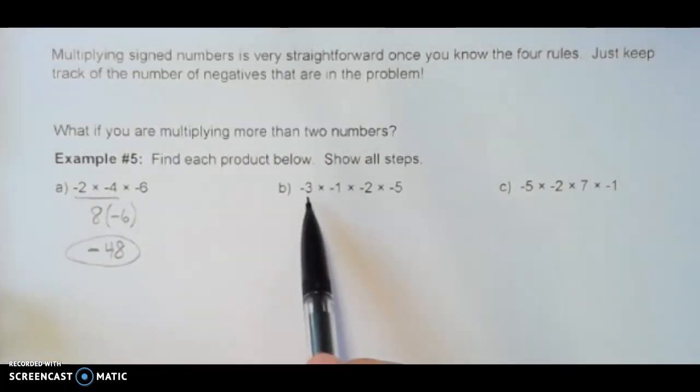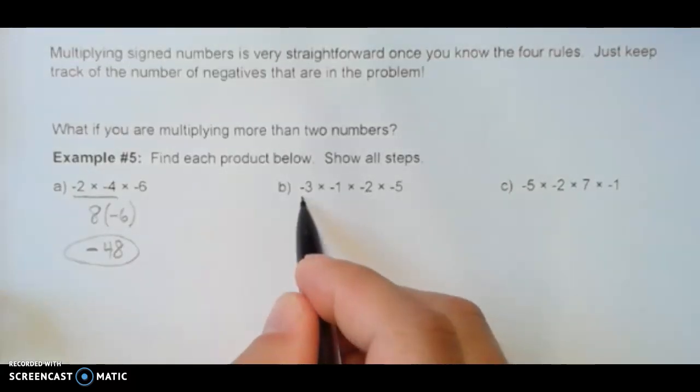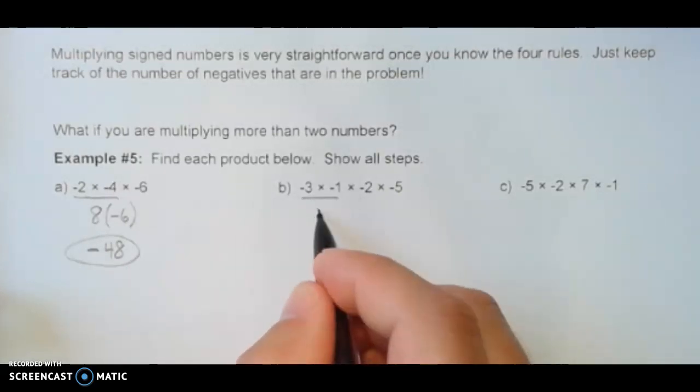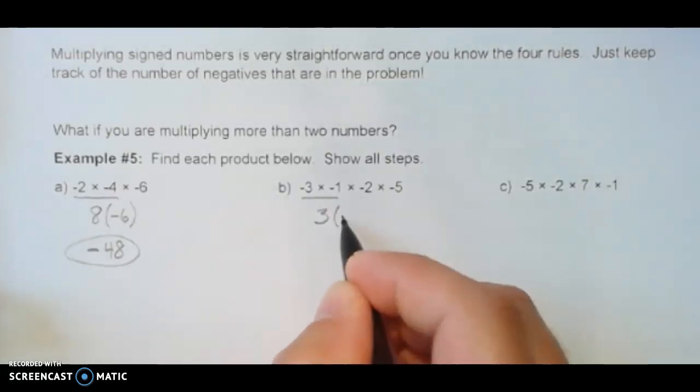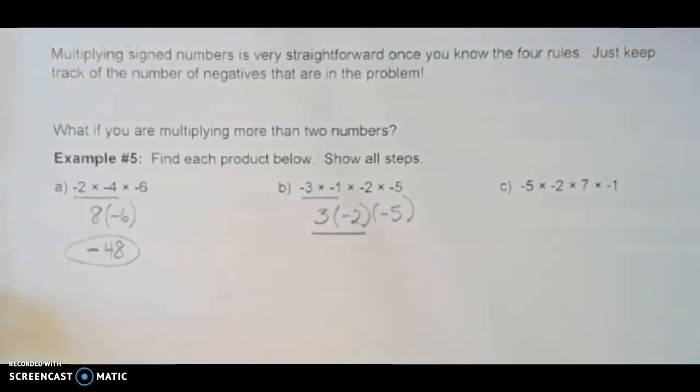In example B, we have negative 3 times negative 1 times negative 2 times negative 5. Again, let's work from left to right. Negative 3 times negative 1, a negative times a negative is a positive. 3 times 1 is 3. Times negative 2 times negative 5. Now let's look at 3 times negative 2. A positive times a negative is a negative number, and 3 times 2 is 6, so that's negative 6, now times negative 5. And finally, a negative times a negative will give us a positive number, and 6 times 5 is 30, so the answer to this expression would be 30.